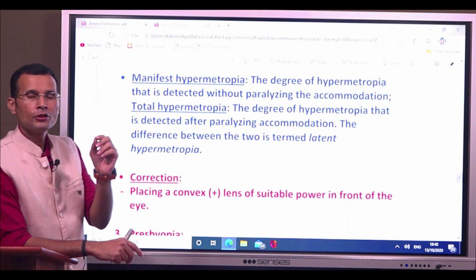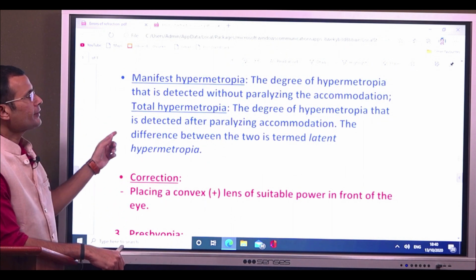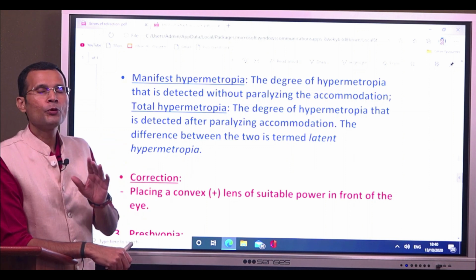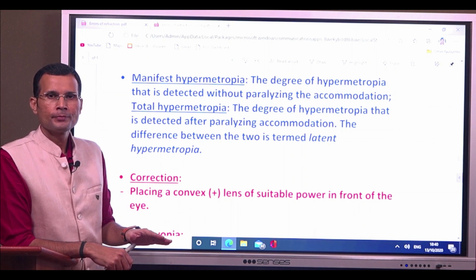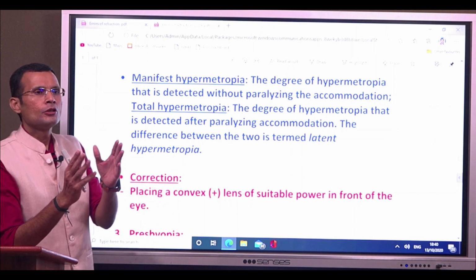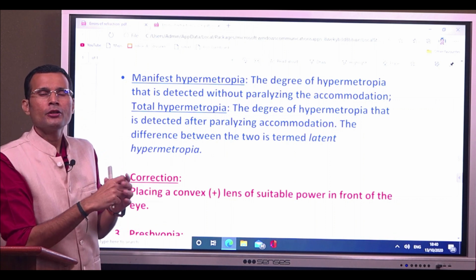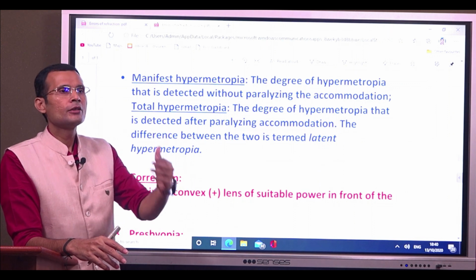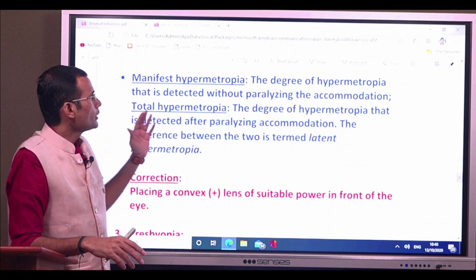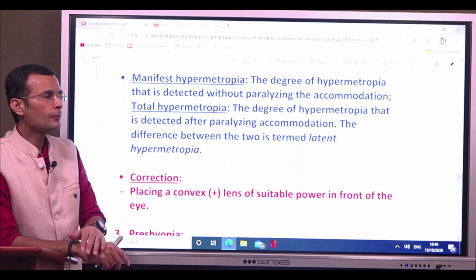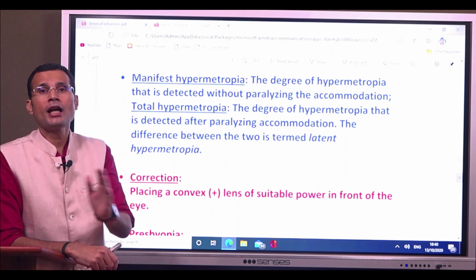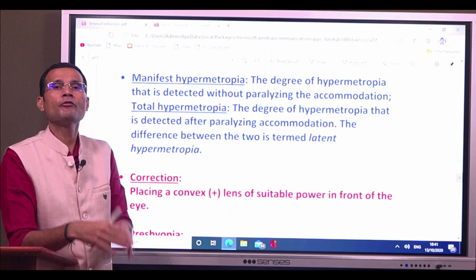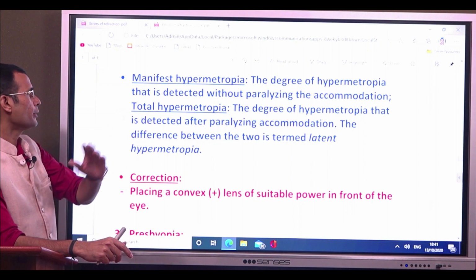Let me just add 2 or 3 points here. What is manifest hypermetropia? The degree of hypermetropia that is detected without paralyzing accommodation. I mean, don't instill any drugs into the eye, do not paralyze the accommodation of the individual, and check the vision. The person is having hypermetropia, and this will be called manifest hypermetropia. It's being manifested clinically, it's being detected clinically, but without paralyzing the accommodation.